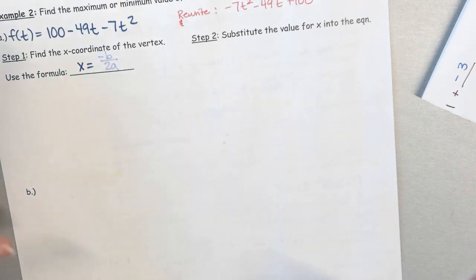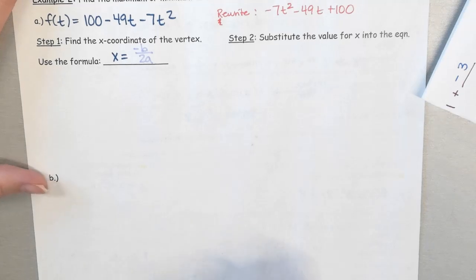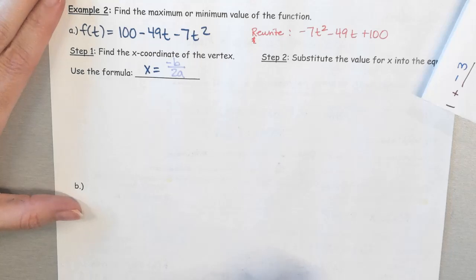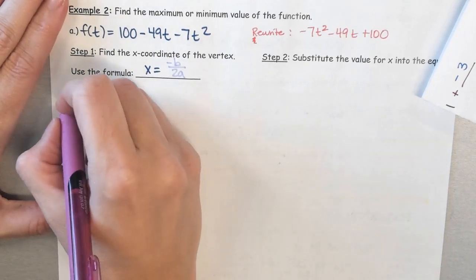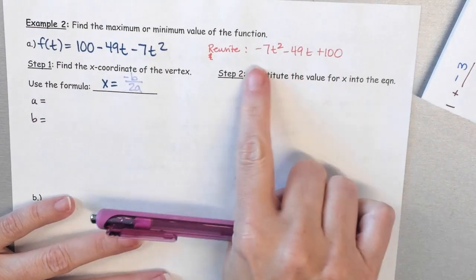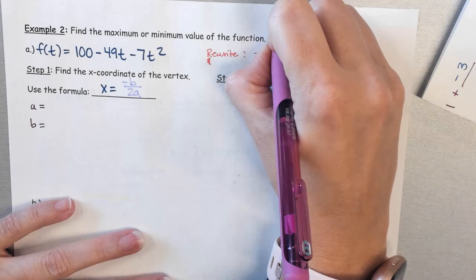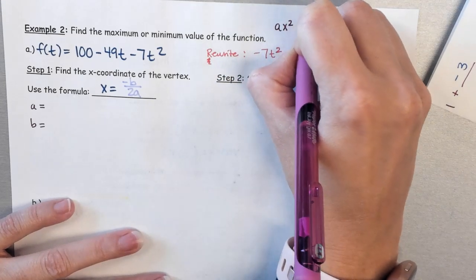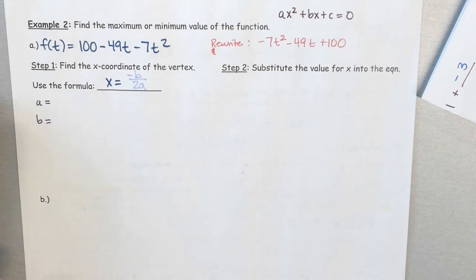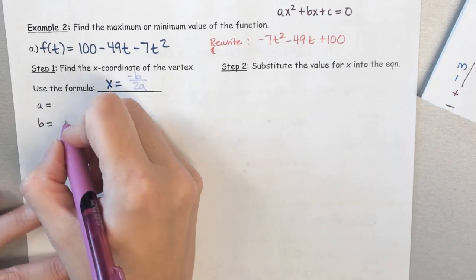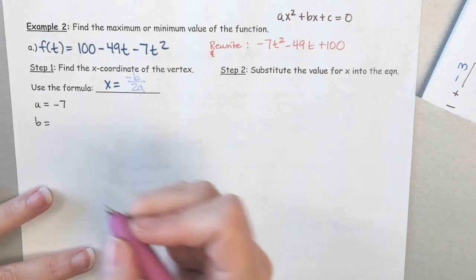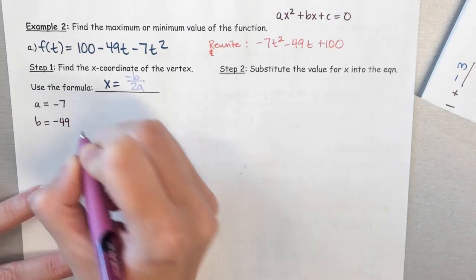Yeah, so it's the x-coordinate of the vertex, and you also use it to find your axis of symmetry. Okay, so your a value and your b value, you can pick out when this is in your standard form, your ax squared plus bx plus c equals 0. Okay, so your a value is always in front of x squared, so that's going to be -7. Your b value is in front of the single term, so -49.